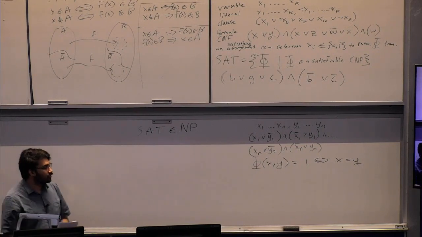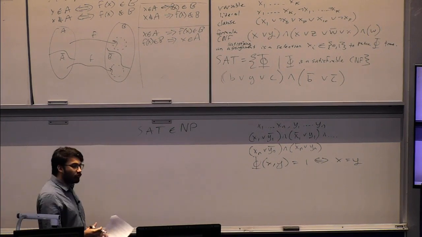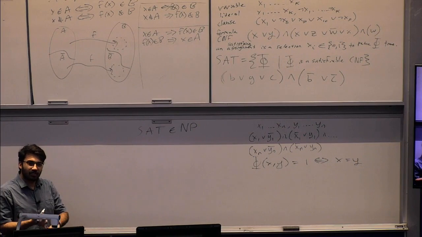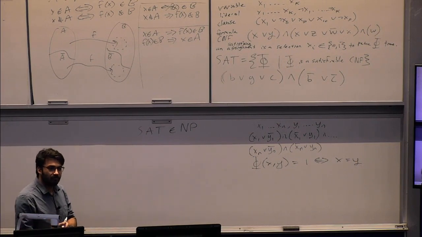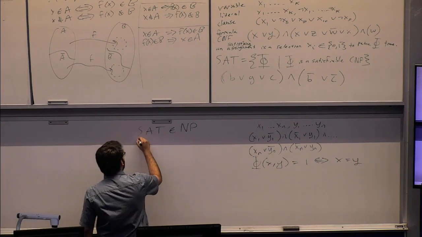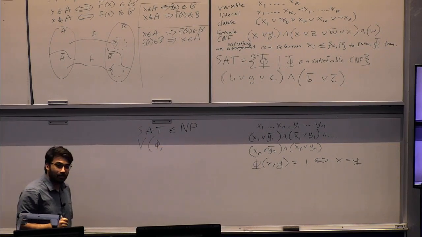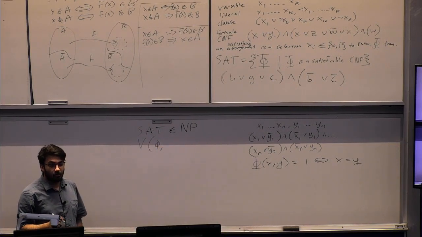Yeah, we can do that. So let's describe the verifier. To prove a problem is NP-hard, you have to prove it's in NP. To prove it's in NP, you need to give a polynomial time verifier. So you say V on input phi, and then you have to make a decision about what the witness looks like. The witness is going to be what?